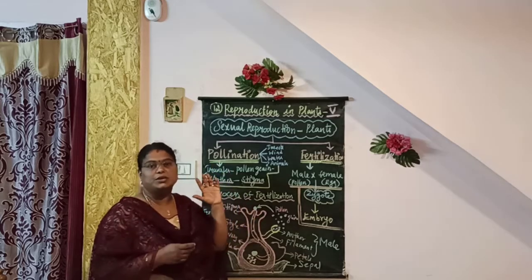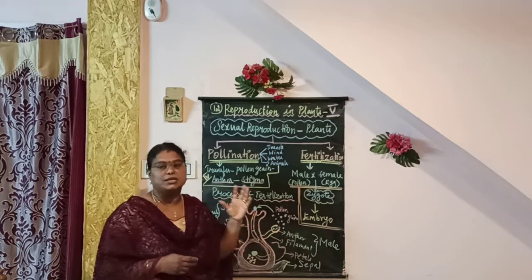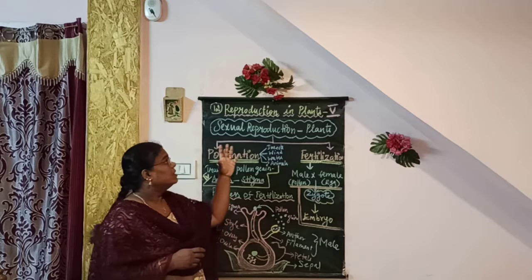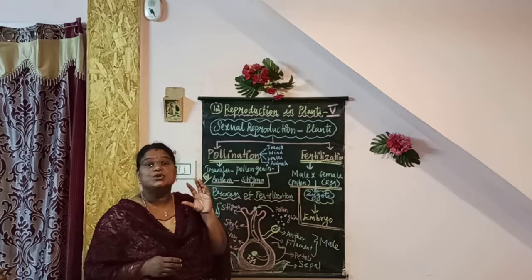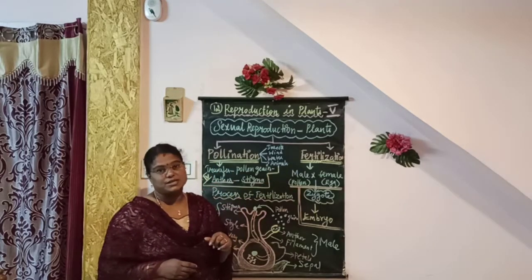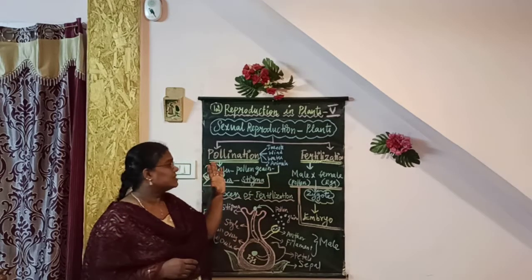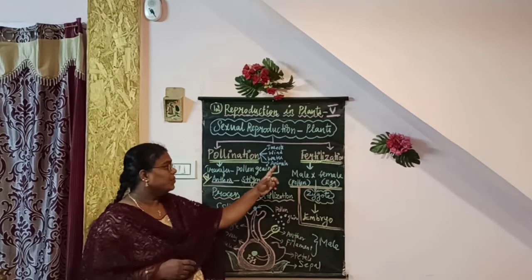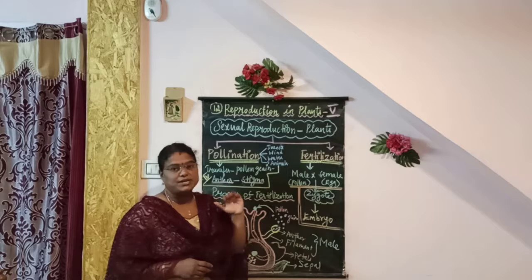What is pollination? What are the two types of pollination? That is self-pollination and cross-pollination. I told you sexual reproduction undergoes two processes. One is pollination, another one is fertilization. In part 4 we studied about pollination. In part 5 we are going to study about fertilization.